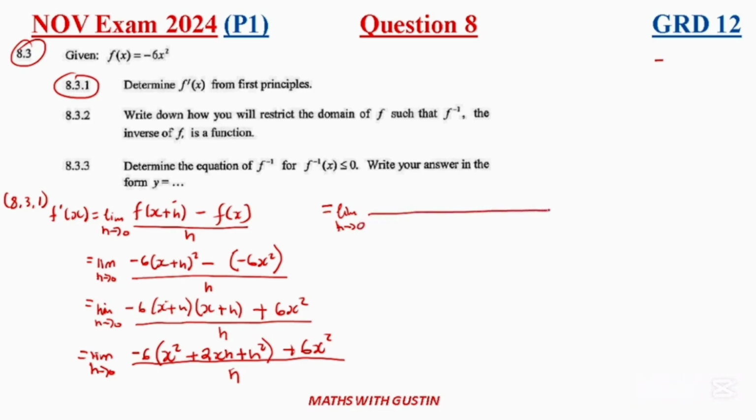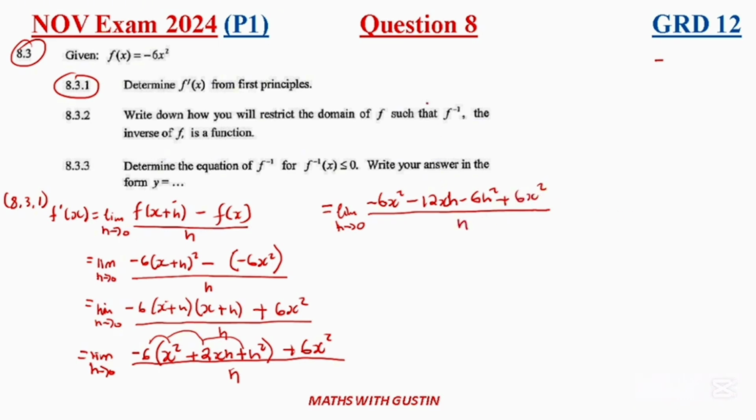Therefore, try to make it easy. Now we're going to multiply throughout by this -6. Multiply everything with a -6. -6x squared, then 6 times 2, -12xh, therefore -6h squared plus 6 squared all over h.